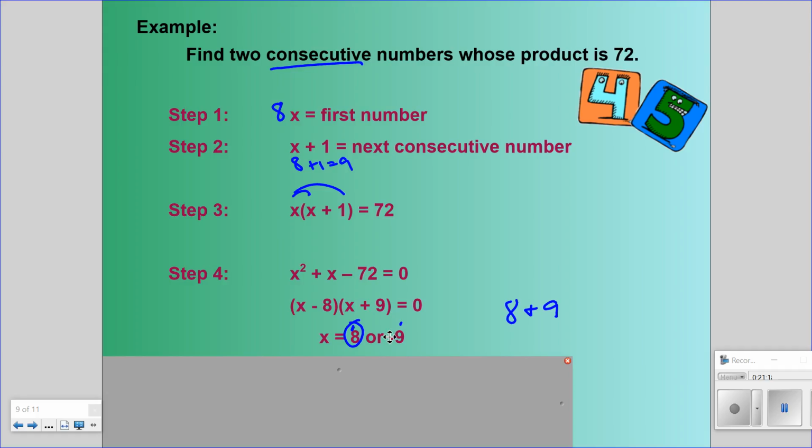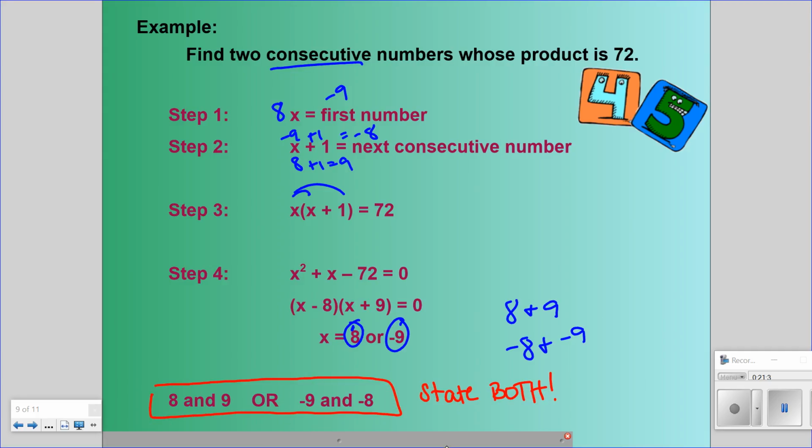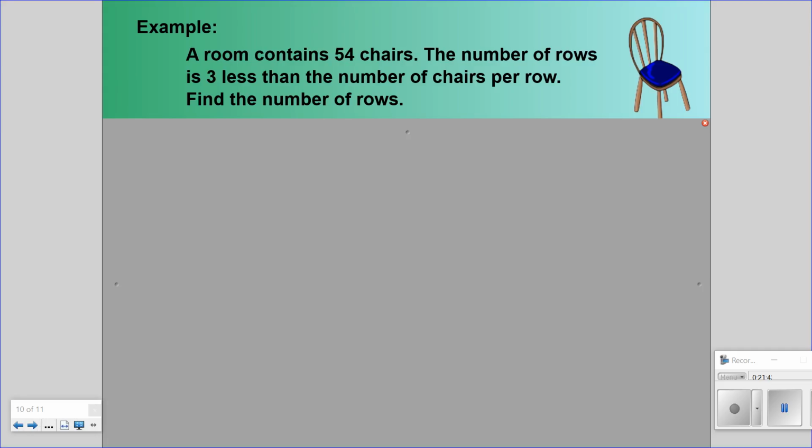Make this true. However, if x is negative 9 instead, then negative 9 plus 1 equals negative 8. So another combination is negative 8 and negative 9. Both of these work, so you do need to state both because they'll both fit this scenario. So we're not always crossing out an answer. If both could work, we leave them. All right, and here's your last one to try.